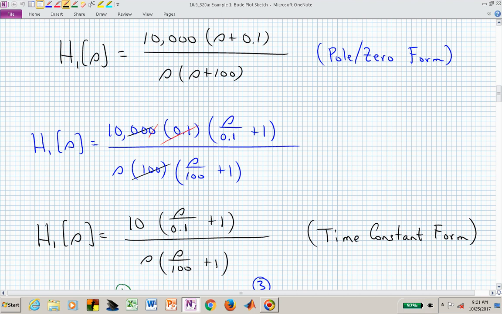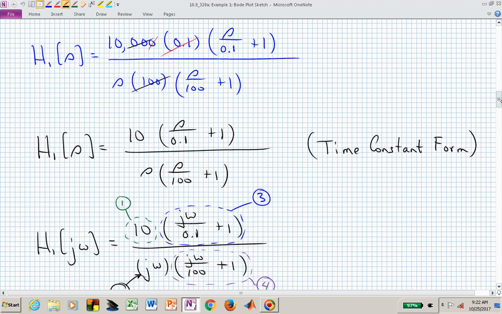That will be easy to sketch in a Bode plot. We have one linear zero factor, or one real zero, at a frequency of 0.1 radians per second, and that's convenient. That's just 10 to the minus 1. We have a pole at the origin, and we have a pole at 100.